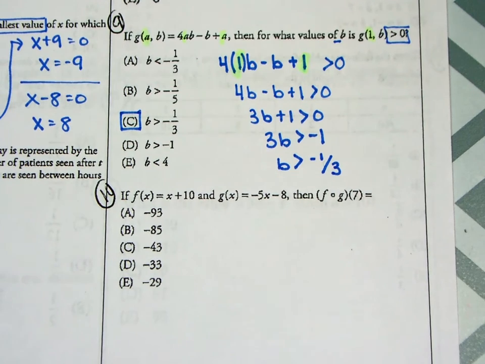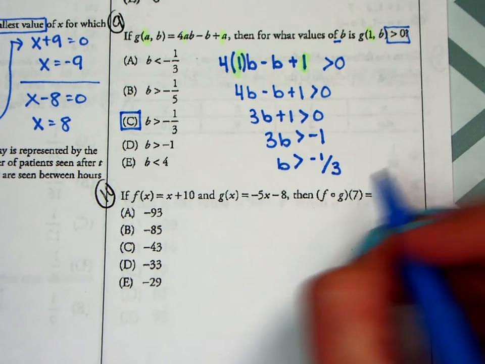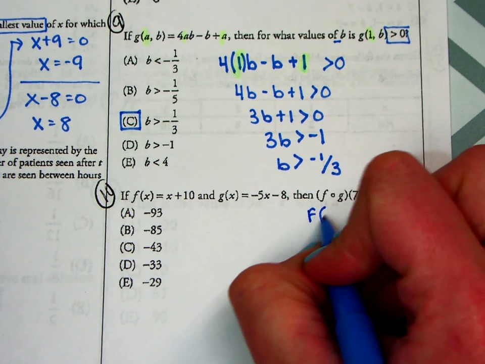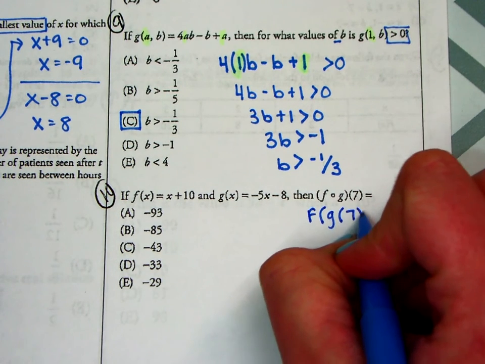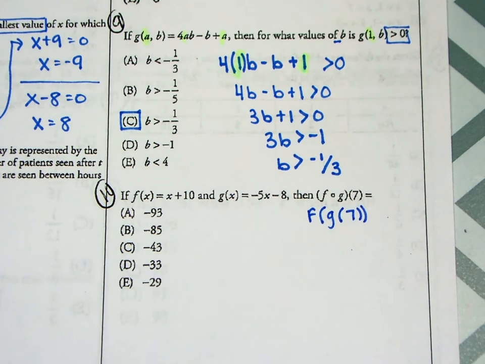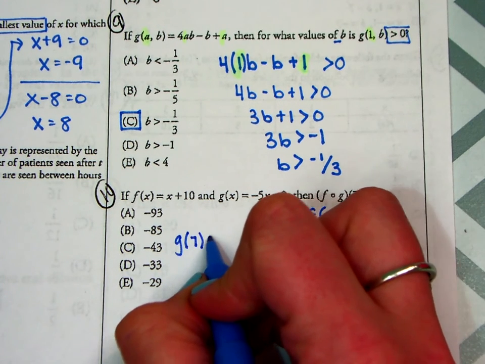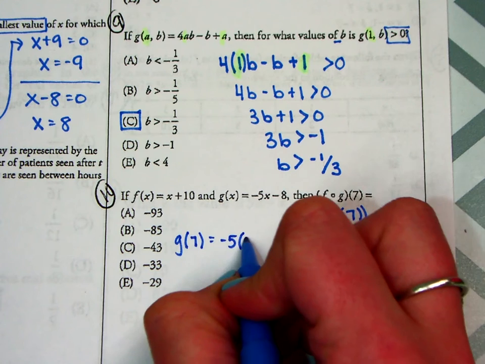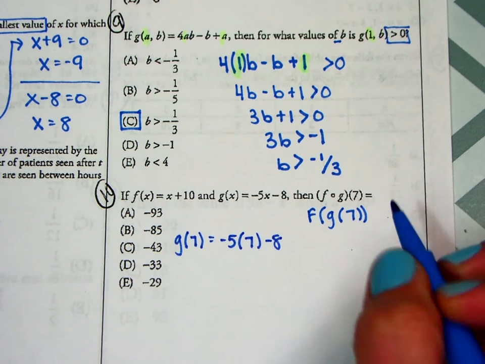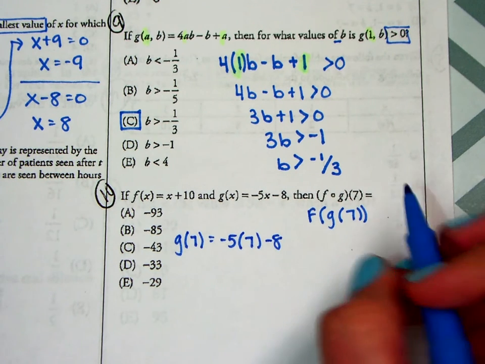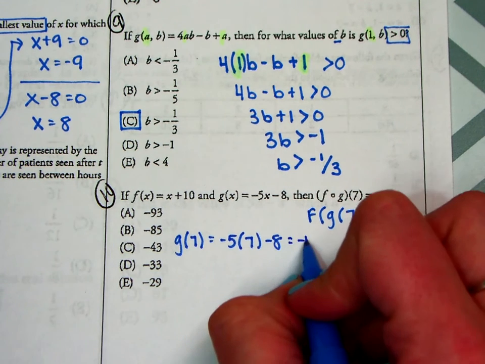Number 10 is another composition. Notice how it says f of g. You can rewrite this as f of g of 7. So what I'm going to do is go to the g of x function and make it g of 7. So negative 5 times 7 minus 8 gives me an answer of negative 43.